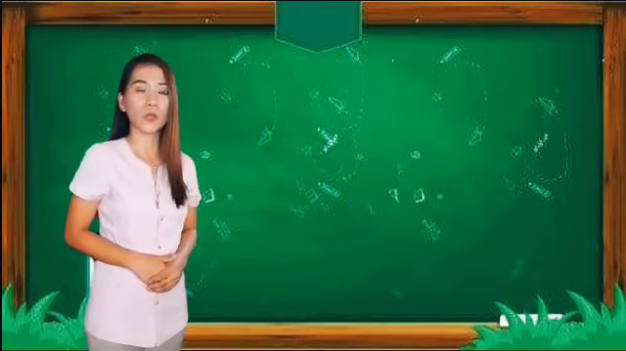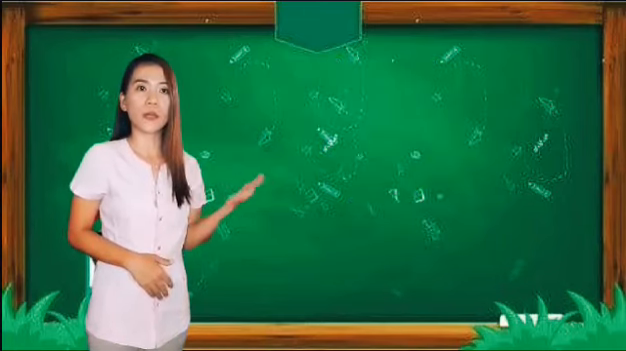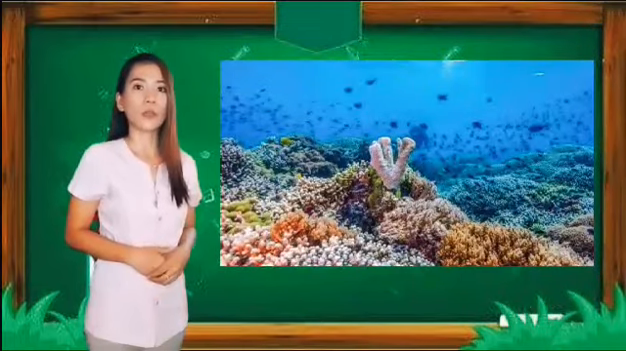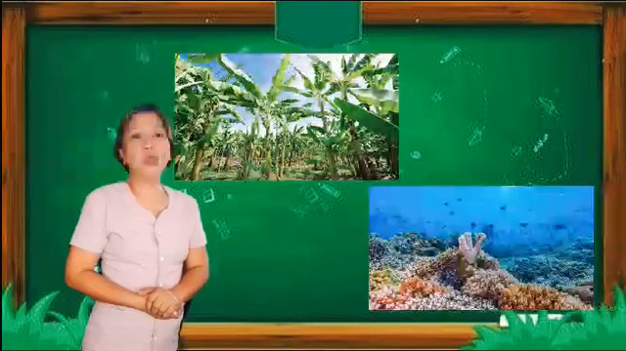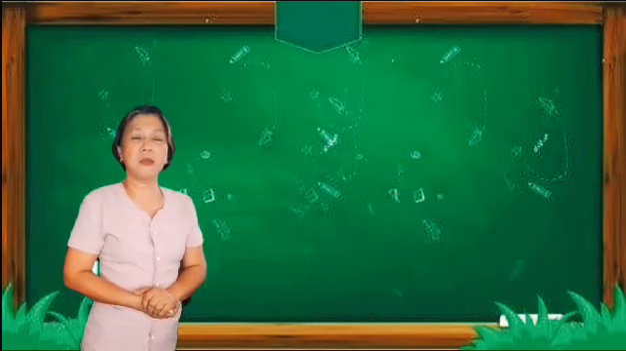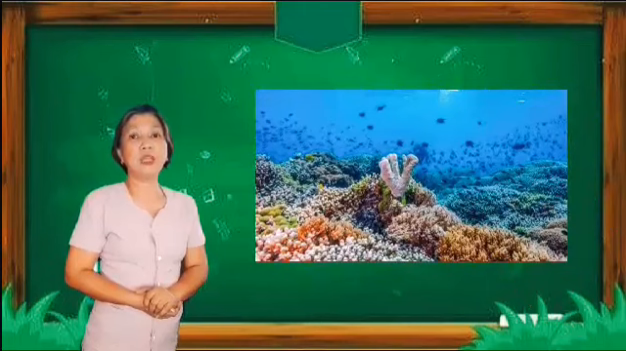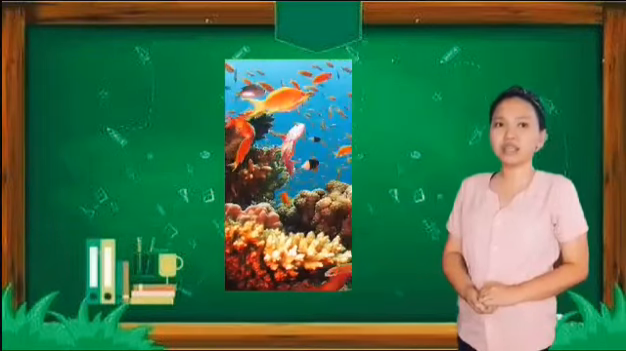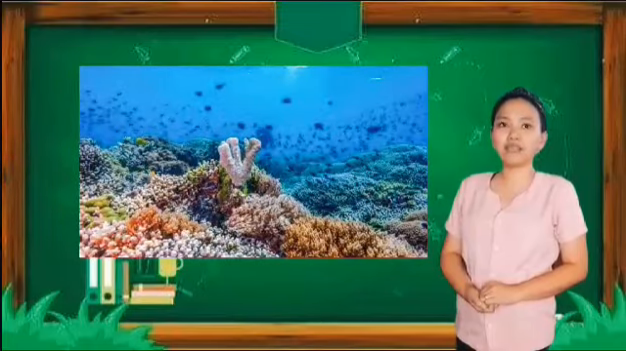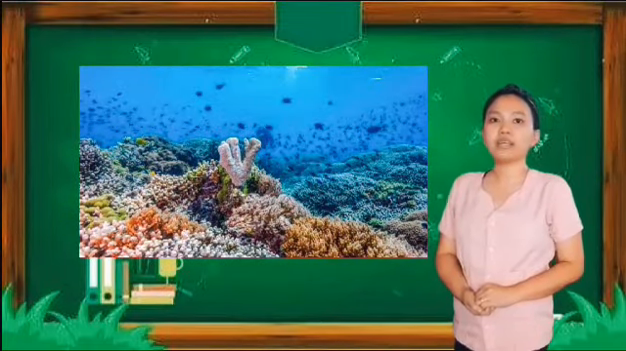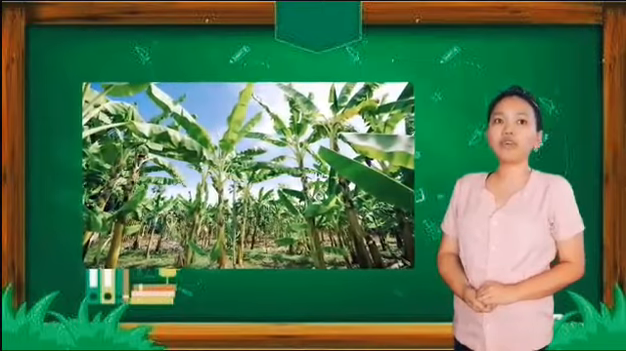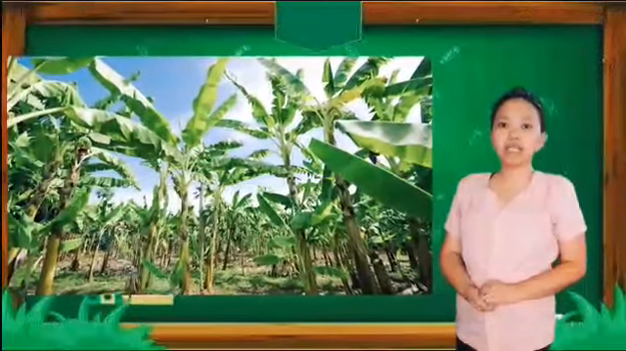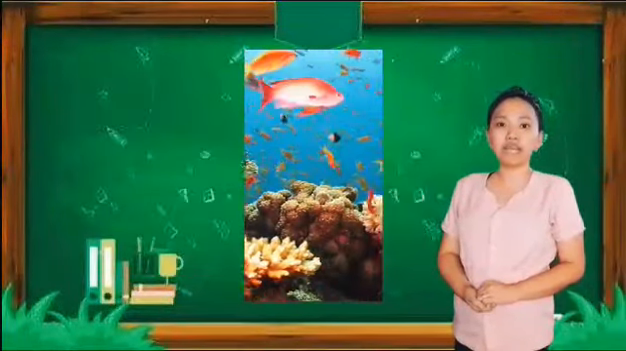I have here two pictures. First picture is a banana plantation, and the second one is the Tubbataha Reef. Which picture do you think shows high level of diversity? Correct. Tubbataha Reef with different aquatic species is more diverse than banana plantation. How about the population? As you can see, a marine ecosystem like the Tubbataha Reef has different groups of organisms than a banana plantation, with lesser group of organisms being dominated by banana trees. To put it simply, Tubbataha Reef has more population than banana plantation.